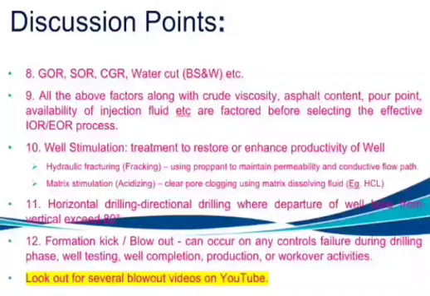Next we have well stimulation, that is treatment to restore or enhance the productivity of a well, which is done by hydraulic fracking or fracturing as we call it, using a proppant to maintain permeability and a conductive flow path. Then we have matrix stimulation, which is basically acidizing of a well to clear the pore clogging using matrix dissolving fluids such as hydrochloric acid. Next we have horizontal drilling, that is directional drilling, where departure of the well bore from vertical exceeds 80 degrees.